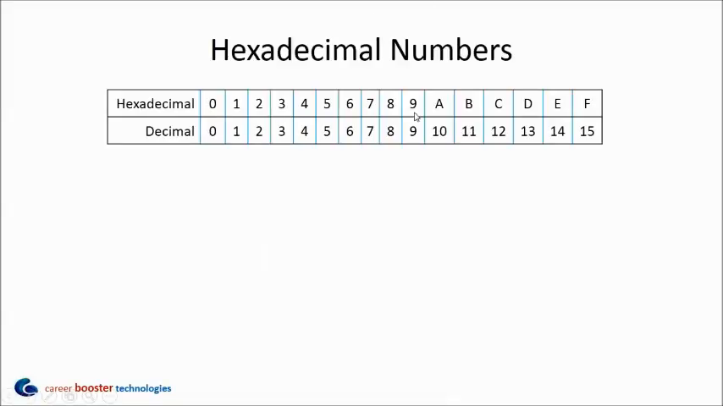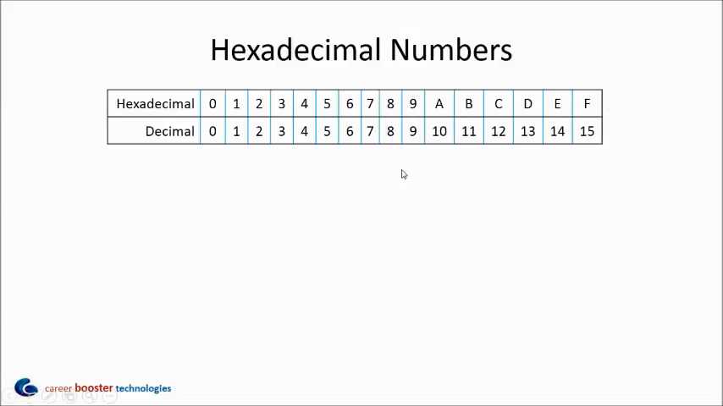A hexadecimal number has 16 digits, 16 values rather. So you have 0 to 9, exactly the same in both decimal and hexadecimal. Then after 9, the decimal tends to take 2 digits, right? Because 9 is the maximum number possible. So you have 10, 11, 12, 13, 14. Whereas in hexadecimal, they continue to be a single digit. So you have A, B, C, D, E, F.